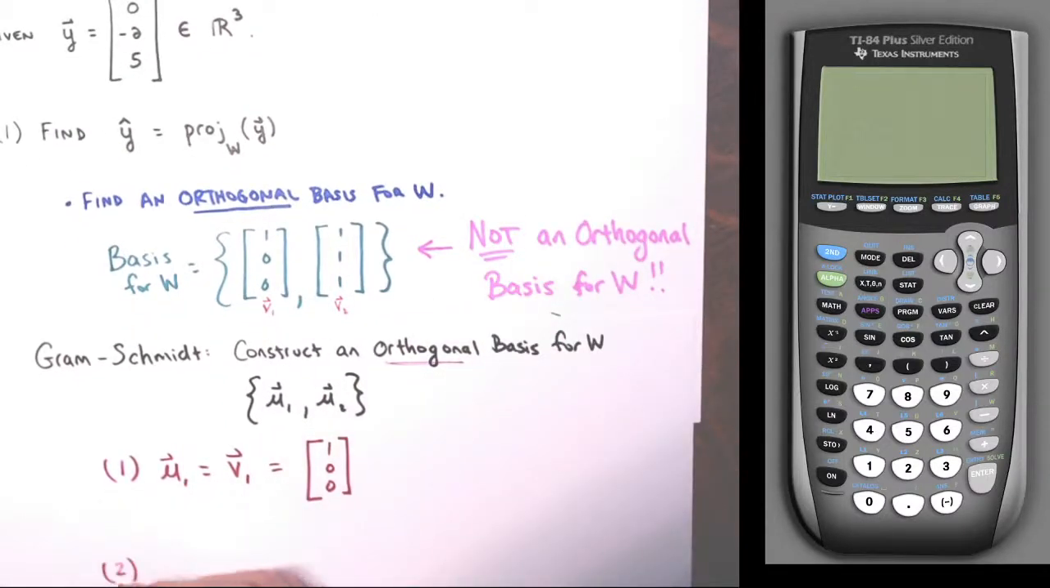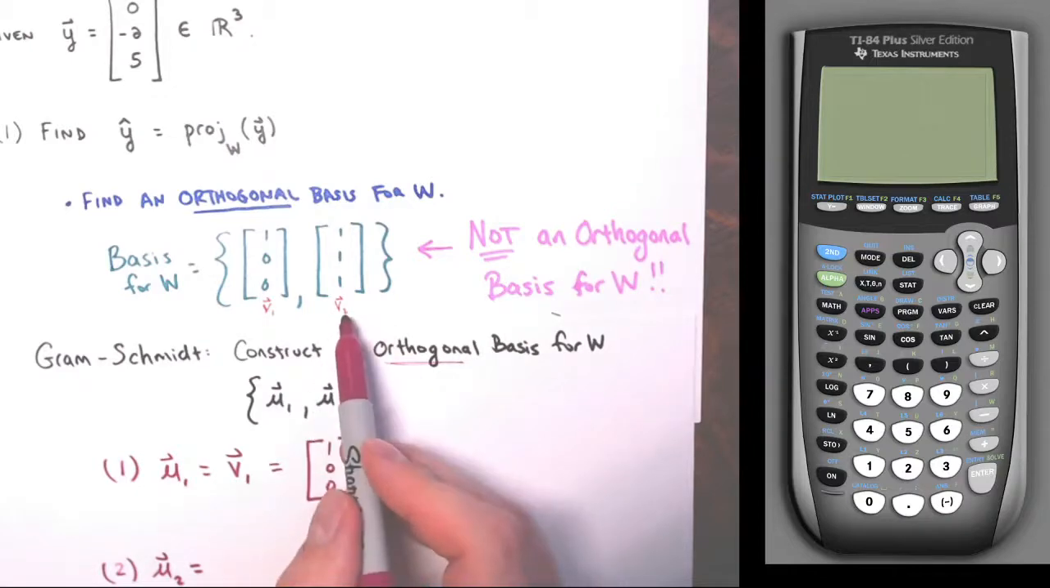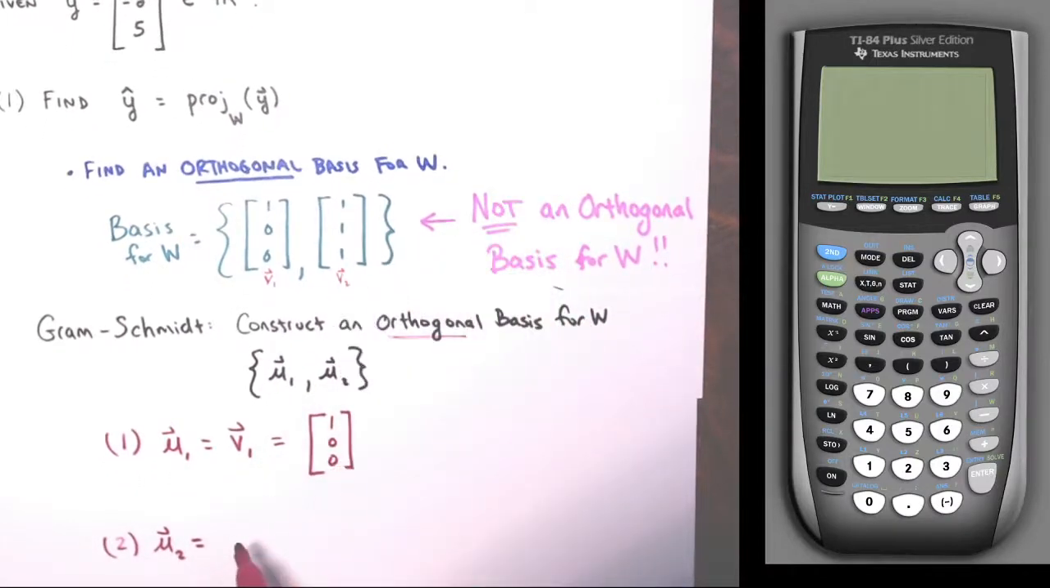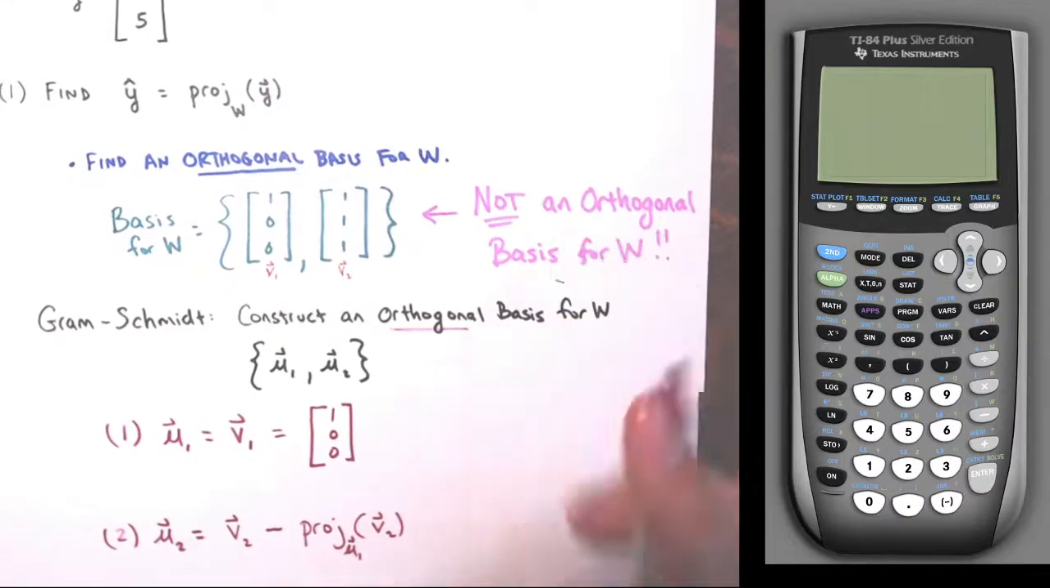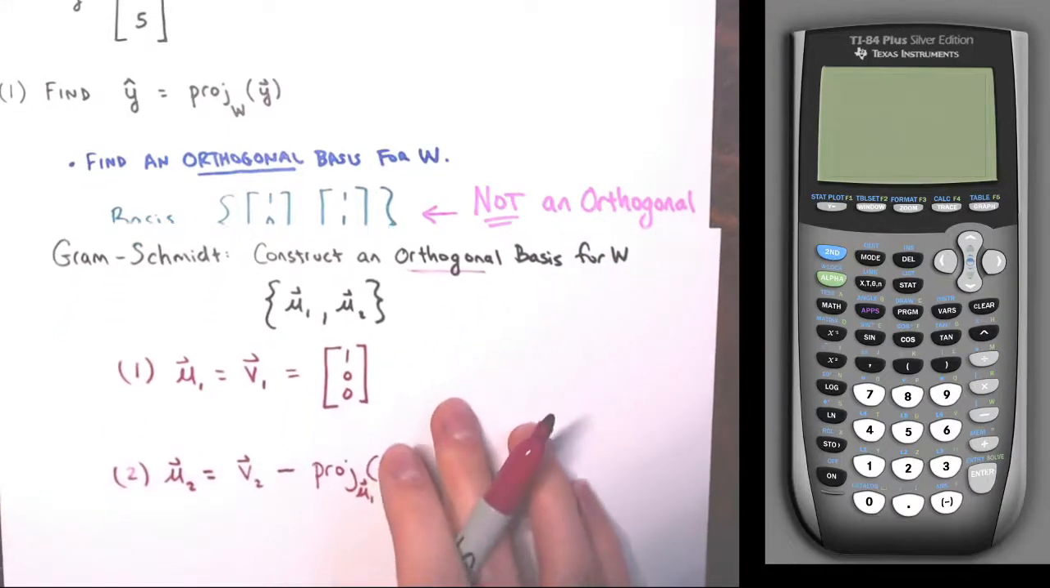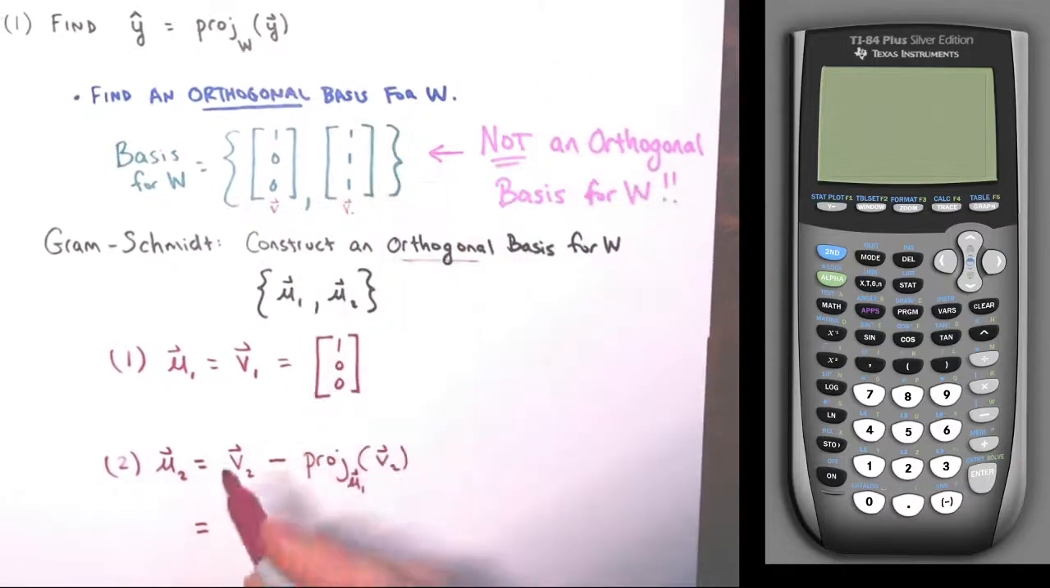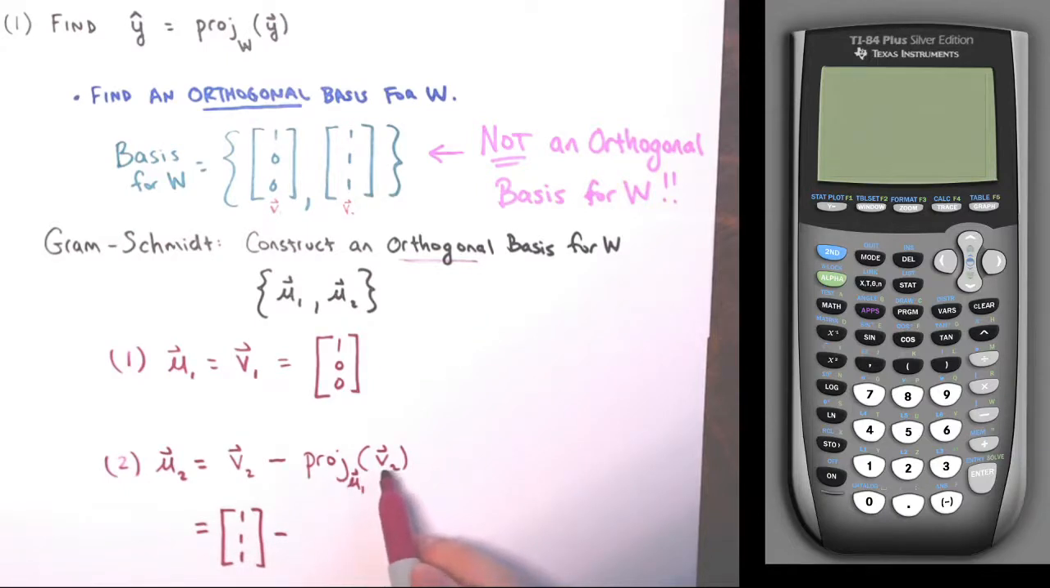Alright, then the second vector in the orthogonal basis is going to be the second vector from the original basis minus the projection of that vector onto the first vector in the orthogonal basis, minus the projection of V2 onto U1, which is again just 1, 0, 0. Alright, so let's figure this out. Now V2 is 1, 1, 1. Minus, and remember, the projection of V2 onto U1.